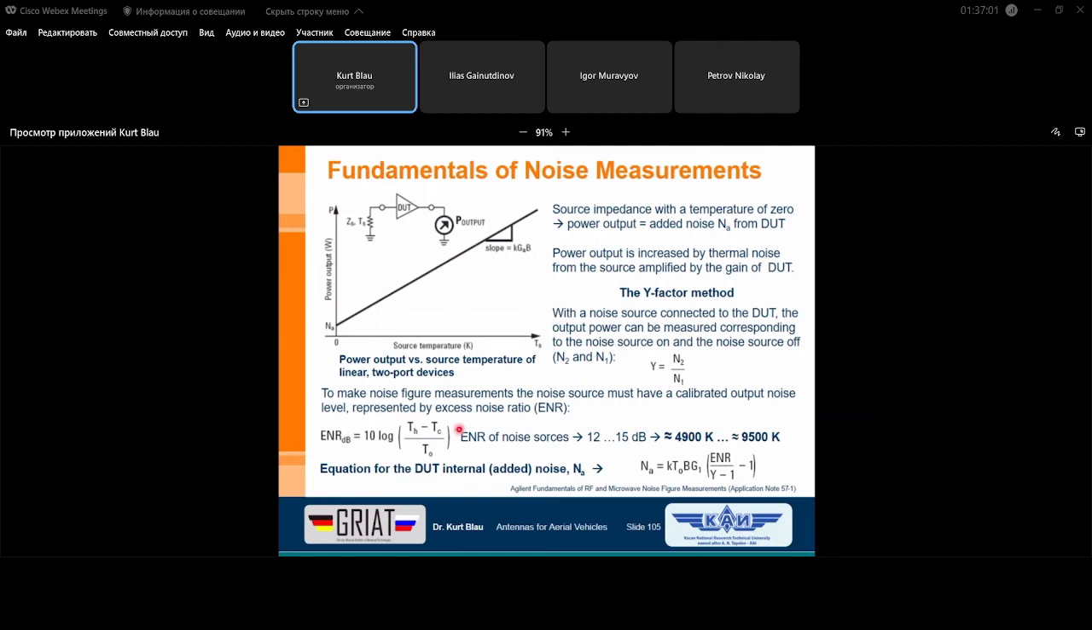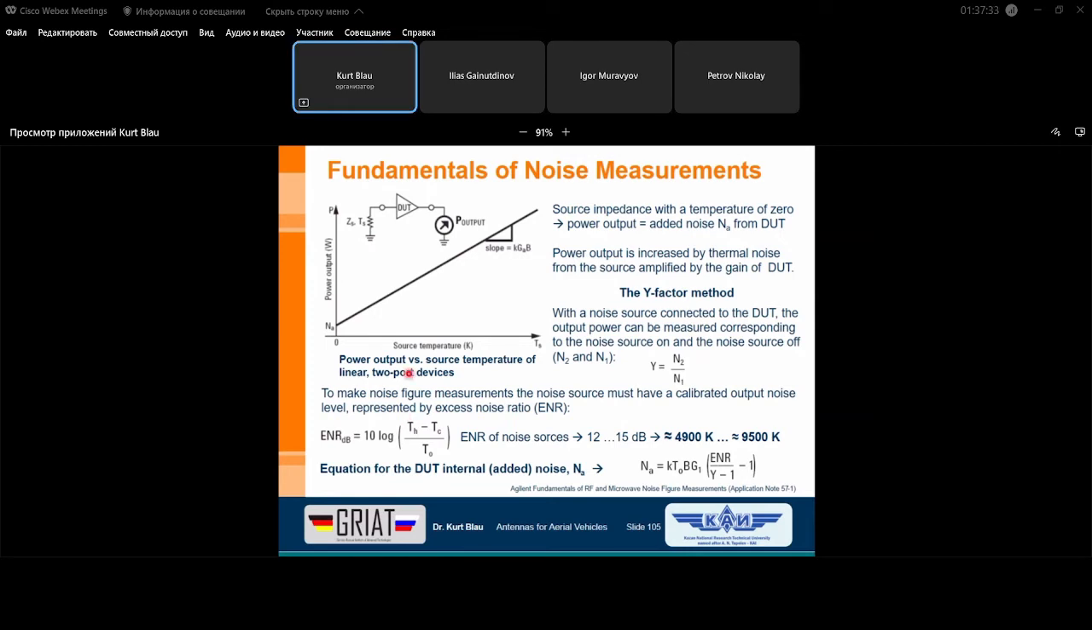This relation of this noise source, the avalanche diode, is called the excess noise ratio. This is given here by this relation. The so-called excess noise ratio, given in dB, is nothing else than the temperature of our new noise source, meaning our artificial resistance here.